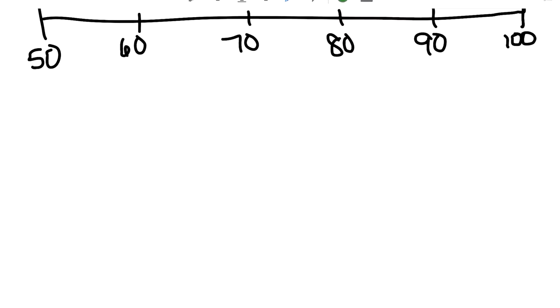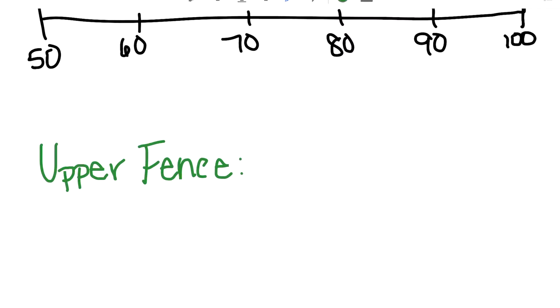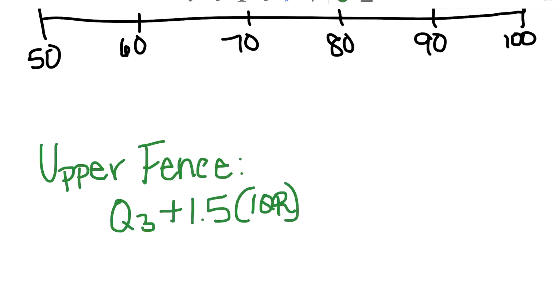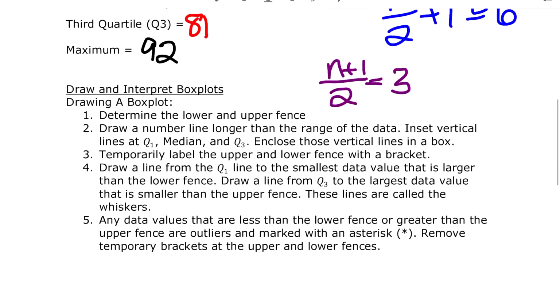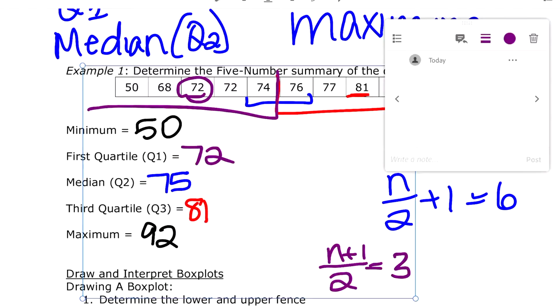Okay, so let's do this in green. So the upper fence equation is Q3 plus 1.5 times the IQR. And then the lower fence is Q1 minus 1.5 times the IQR. So in order to find this, I need to first go and find the IQR, and then I can do this math. So remember, the IQR from the last section of notes is Q3 minus Q1.